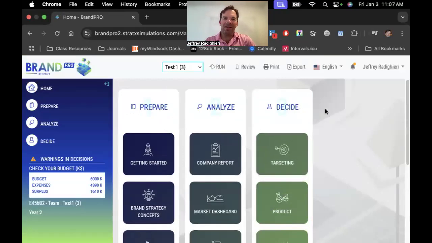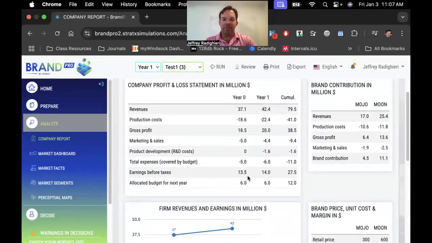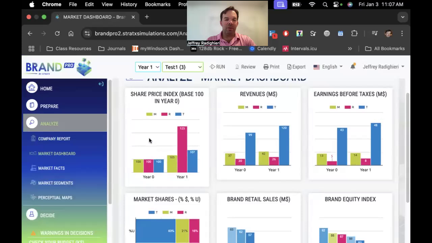The first thing I would do in each new period is click on company report, see how your profitability changed from year to year. So you went from $13.5 million in earnings to $14 million. So you grew, not a lot, but you grew. Click on market dashboard to see where your stock price went. So you went from 100 to 103. Everyone grew, you grew the least, but you still grew, and that's what's most important.